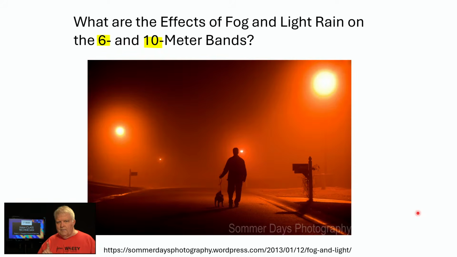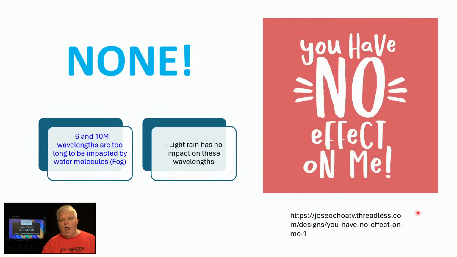Okay, we're not talking about microwaves. We're not even talking about C-band. This is much lower frequency range, 6 meters and 10 meters. So what are the effects of fog and light rain on these bands? None. Because the wavelengths are much too long, and so the raindrops don't absorb the signal like they do at the microwaves. So this is a fake-out question. They're just trying to get you to think about rain fade, but put it in the wrong context. Okay.